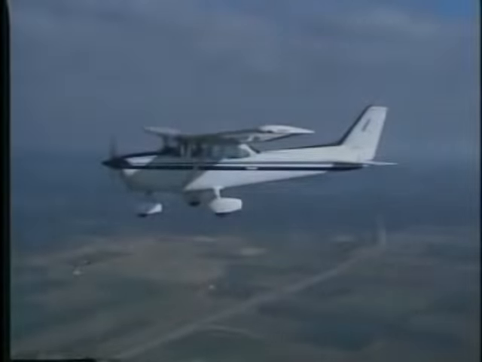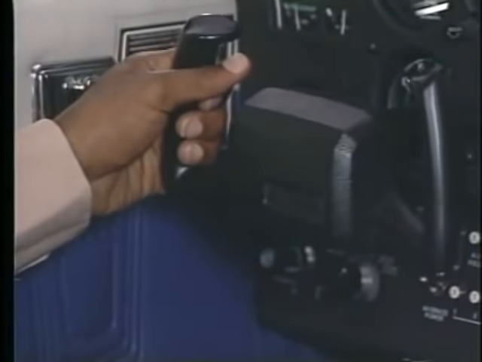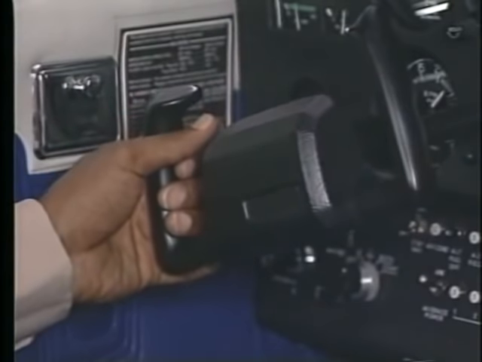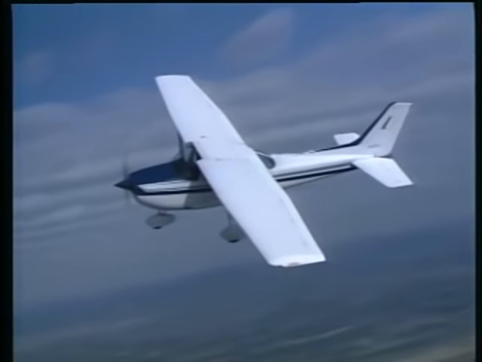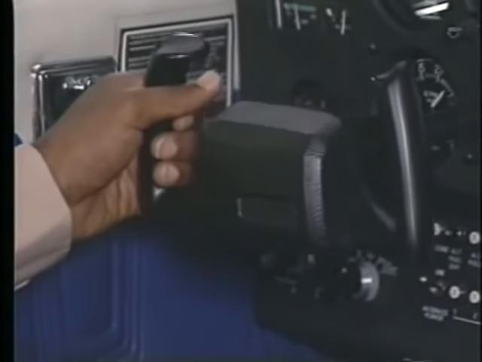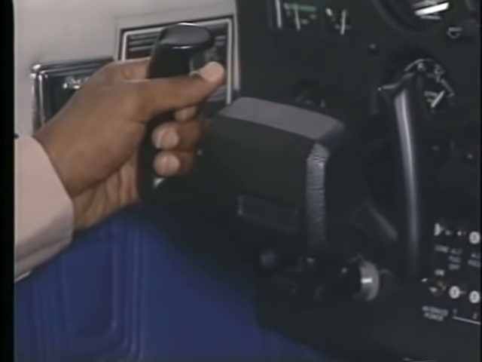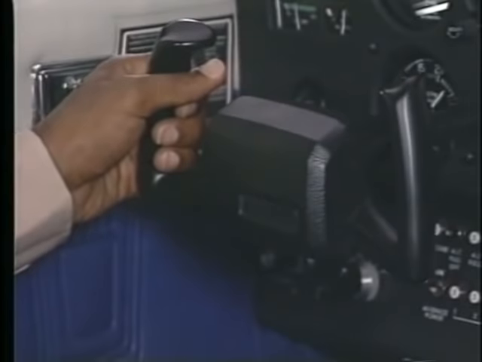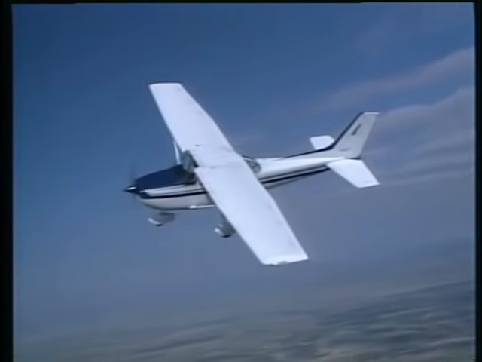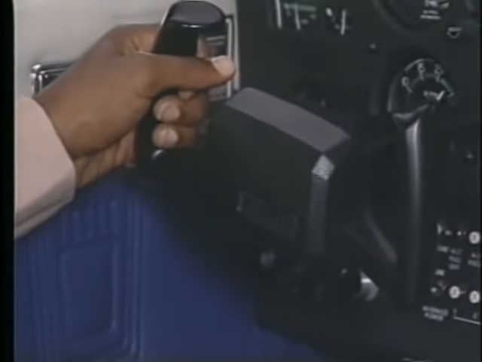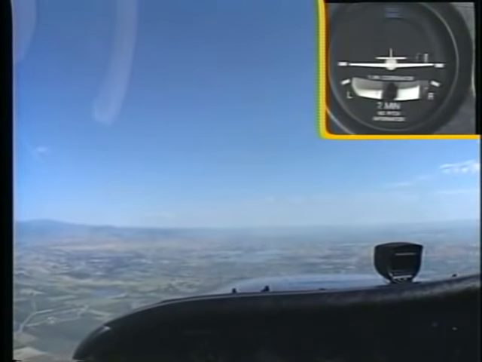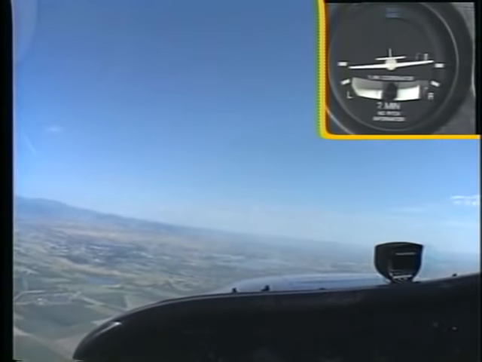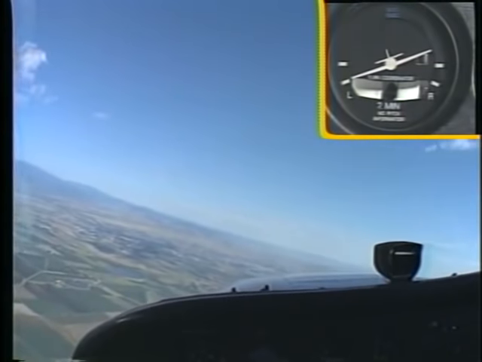You begin a turn by rotating the control wheel in the direction you want to turn. Once you have initiated the bank, it will continue to become steeper until you neutralize the control wheel. Holding neutral control wheel pressure keeps the aircraft in a constant bank angle. When you want to roll out of the turn, use opposite control wheel pressure. Due to the aerodynamic force of adverse yaw, you must use rudder pressure in the direction of the turn to keep the aircraft in coordinated flight.